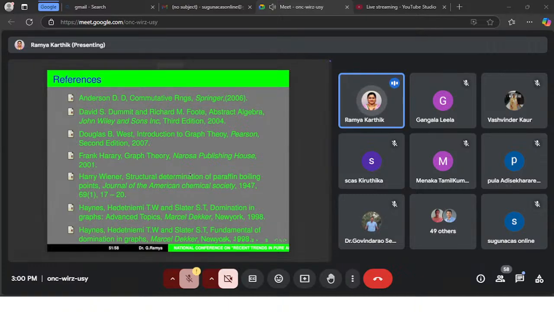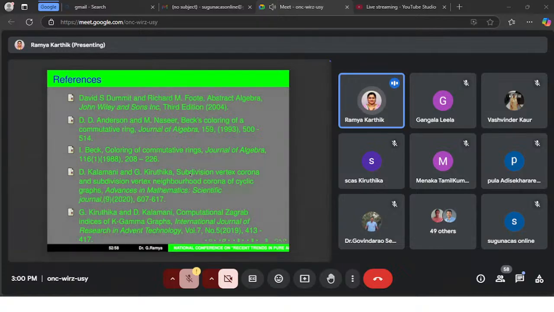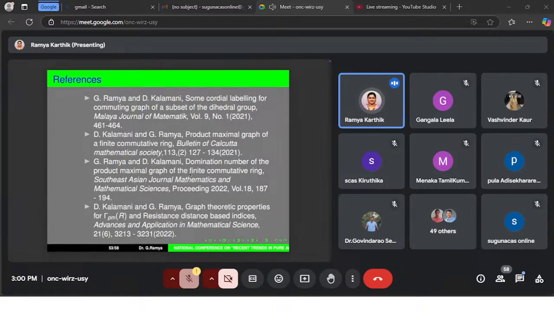Okay, and these are my references of algebraic graph theory. They are very important references, books, and some research papers are also there, and these are my papers.